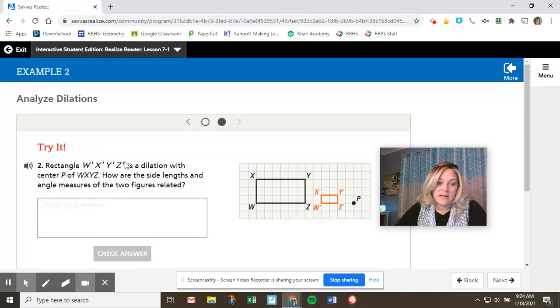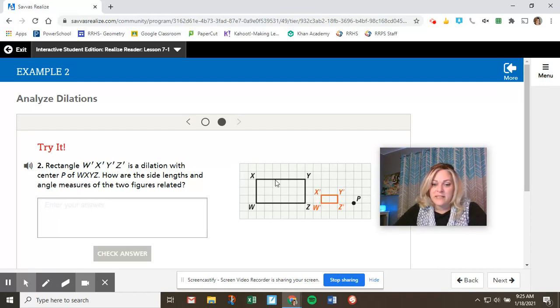So here says, here's a rectangle with a dilation from center P. So look at where the center is. How are the side lengths and angle measures of the two related? So first of all, look at angle measures. If the angle measures changed at all, it's not a dilation. Angles have to be preserved. So angles do not change. So I'm looking at all these. Since we have a graph, we can tell that they're all 90 degrees on the pre-image and the image. All of them are 90.